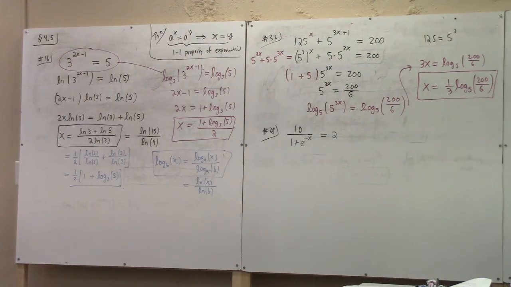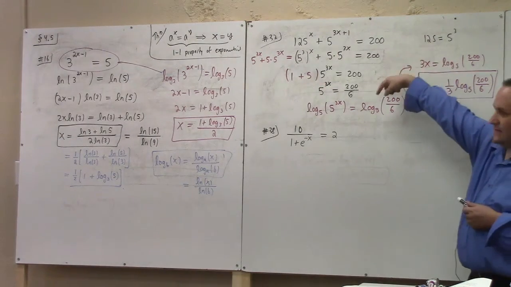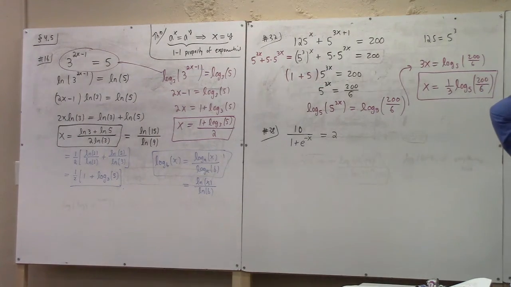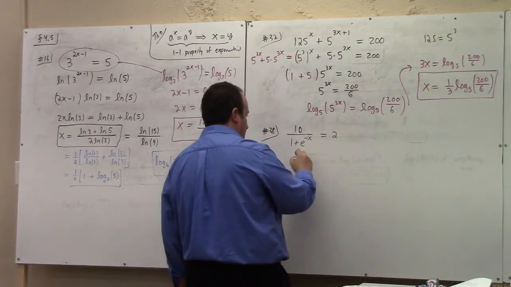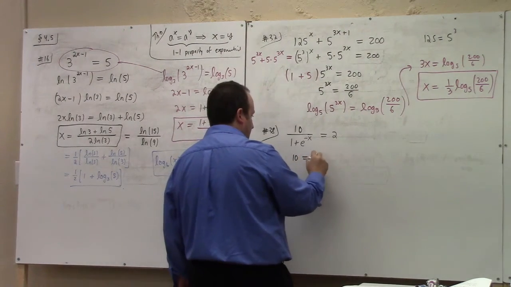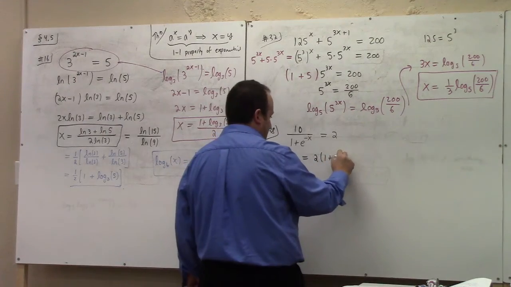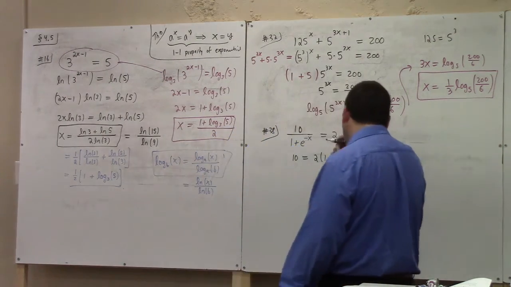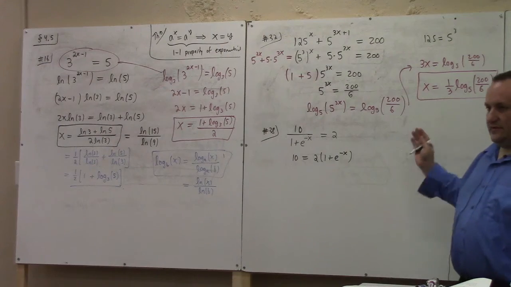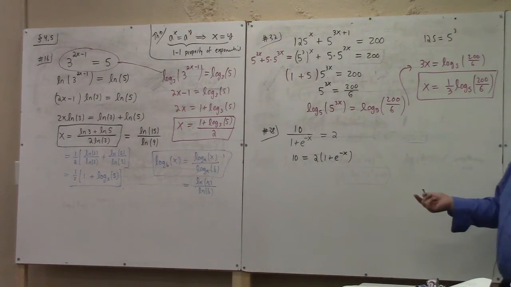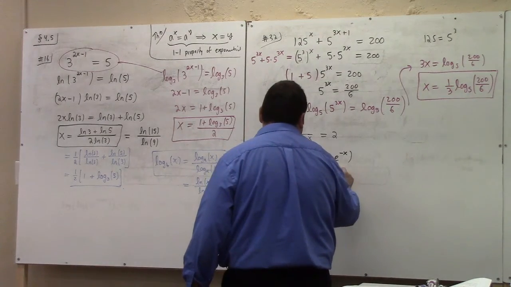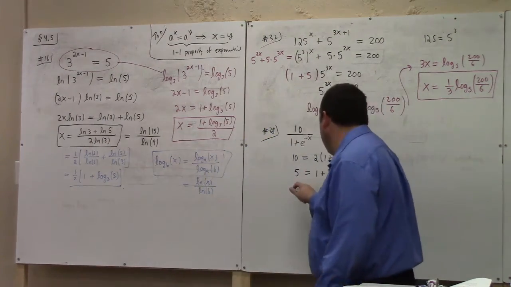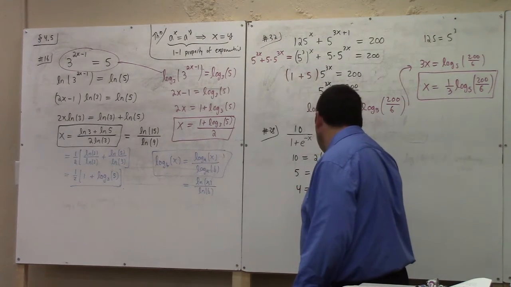So again, the name of the game is to isolate the exponential, right, if you can. And how would I do that here? I get 10 is equal to 2 times 1 plus e to the minus x, right? And then we could divide by 2, right? And we get 5 equals 1 plus e to the minus x. So we get 4 is e to the minus x.